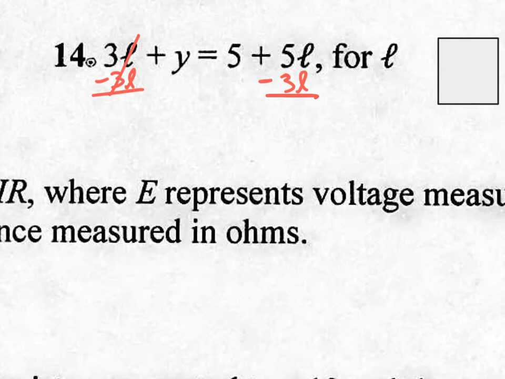So what do we have left over on the left side? On the left side, we have a y, then we have equals 5, and then 5 take away 3, that is positive 2 with an L. 5L take away 3L is 2L. Now, we are solving for L, not for y, so I need to get rid of the 2 in front and the 5 to get L by itself. So what do I get rid of first?